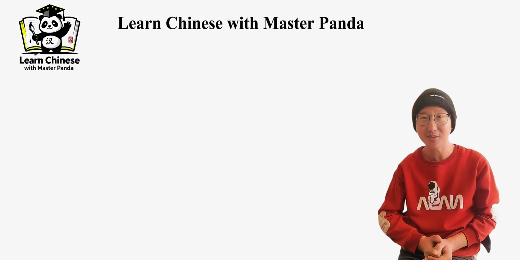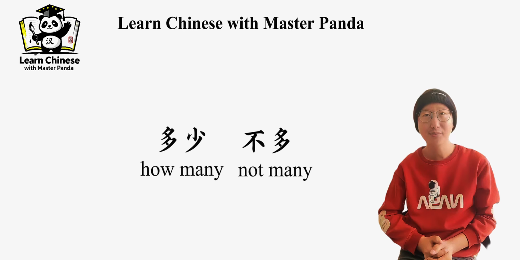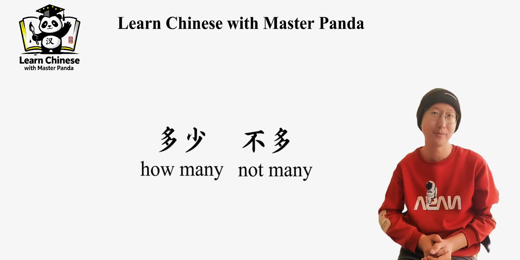Based on the characters we already learned, we form a new word. 多少. In the previous lesson, we learned 少 means little or few. Put 多 and 少 together. 多少 means how many or how much.